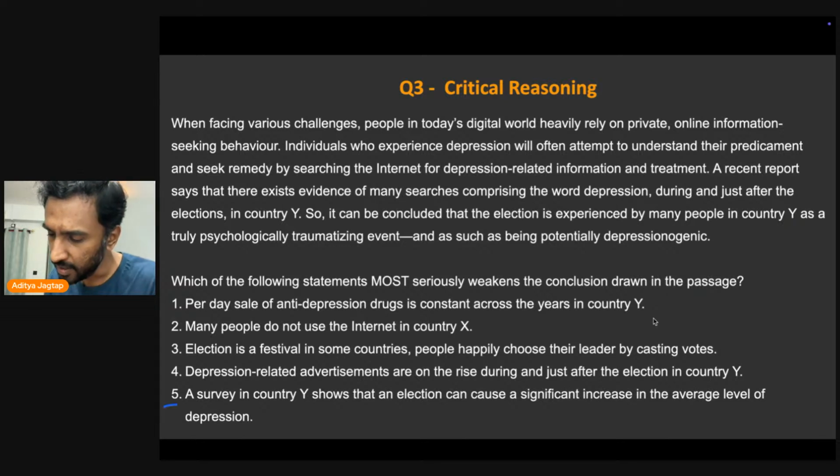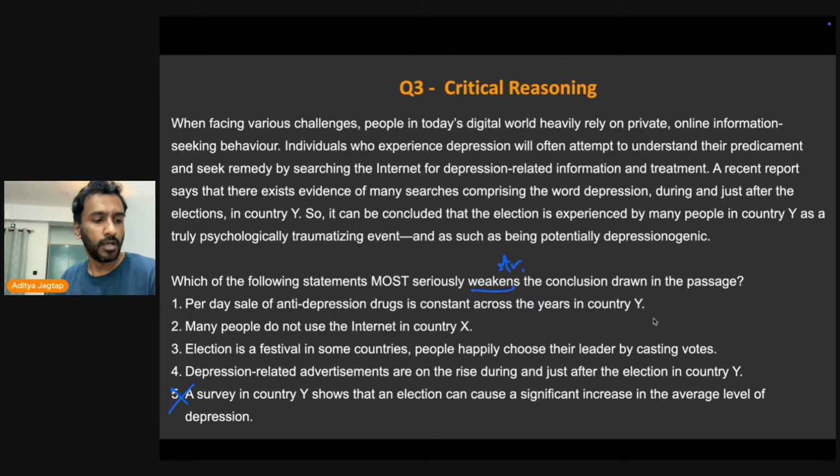Let's look at 5. A survey in country Y shows that an election can cause significant increase in the average level of depression. So the survey shows increase in depression. So option 5 would strengthen the conclusion, right? And not weaken the conclusion. So option 5 is invalid. The other way to ask this question is strengthen. Here they've asked weaken. Option 5 says strengthen.